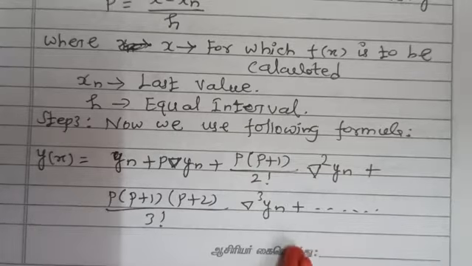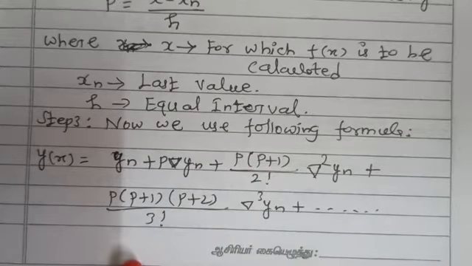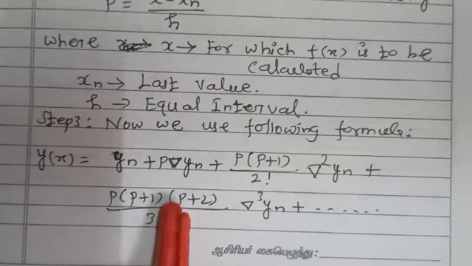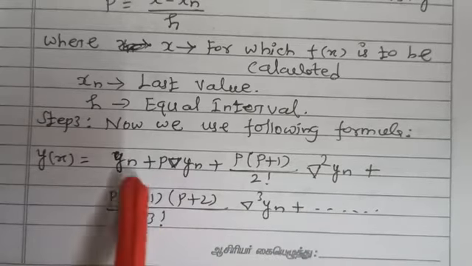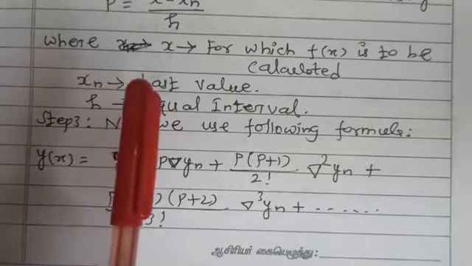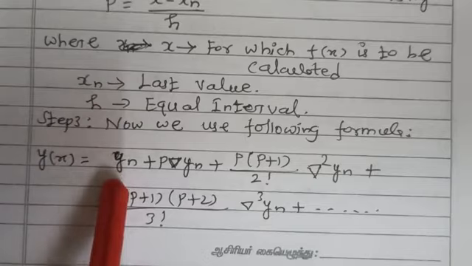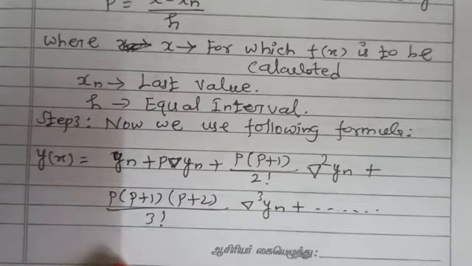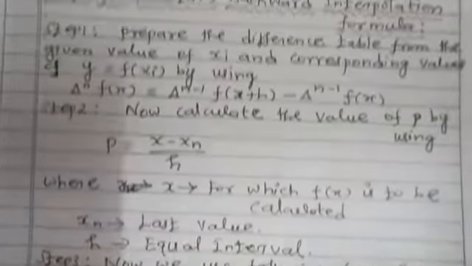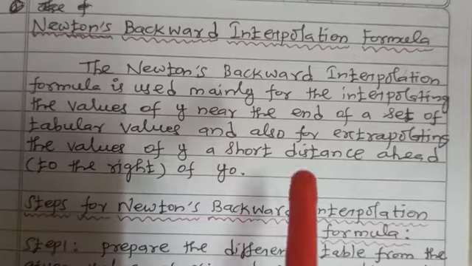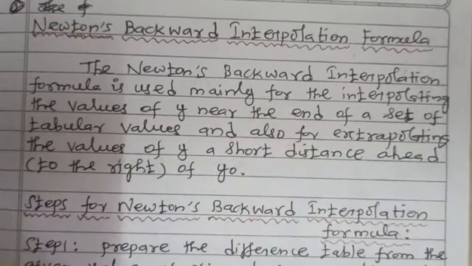What is the difference between Newton's forward and Newton's backward? In Newton's forward, the given X value, to find the corresponding Y value, is nearer to the beginning of the tabular column. That means we have to use Newton's forward interpolation formula. Suppose the given X value, to find the corresponding Y value, is at the end of the tabular column. At that time we can use Newton's backward interpolation formula.